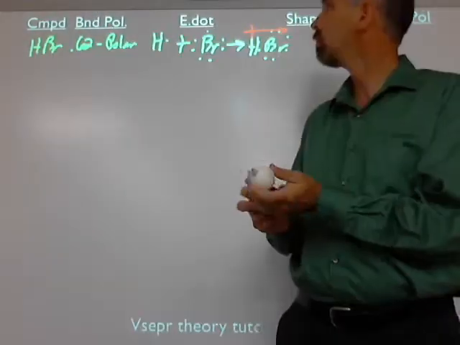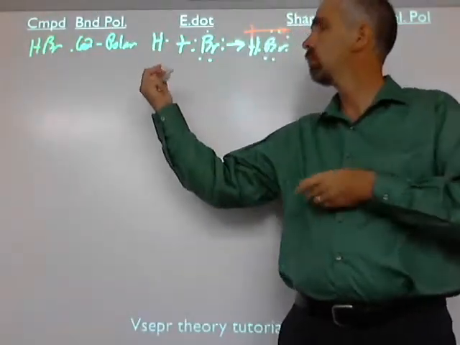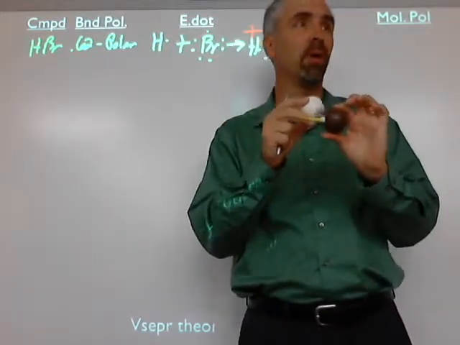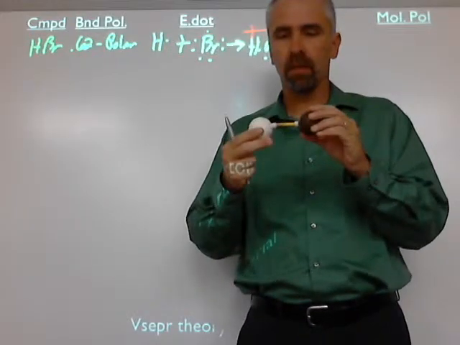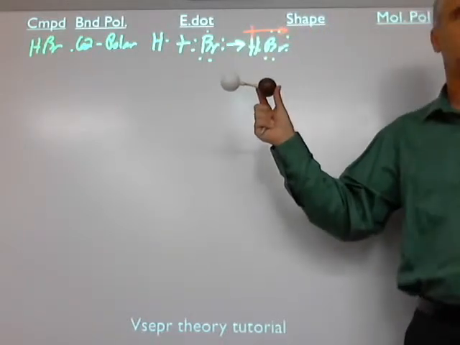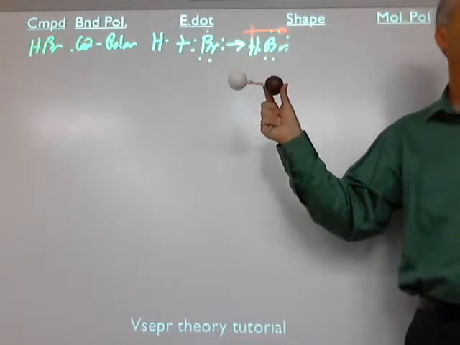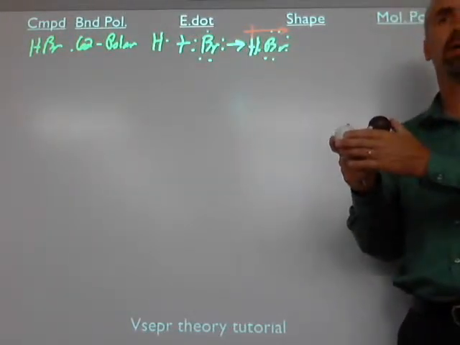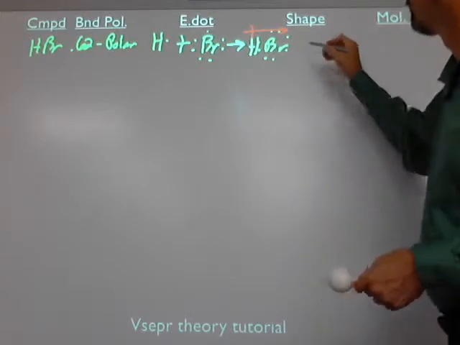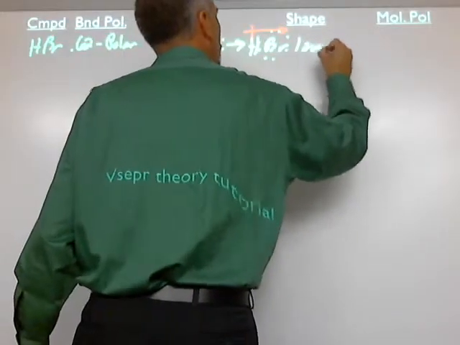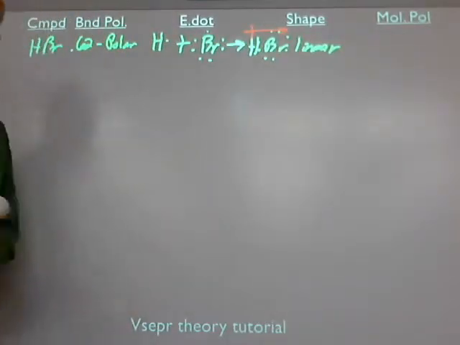Here's your H. Okay, there's your H. There's your Br. I use brown for Br. And there he is together. What shape is that? A line. Linear. 2 points in space can only be connected by a line, right? That's it. So this is linear. So we start off with a nice, easy one.